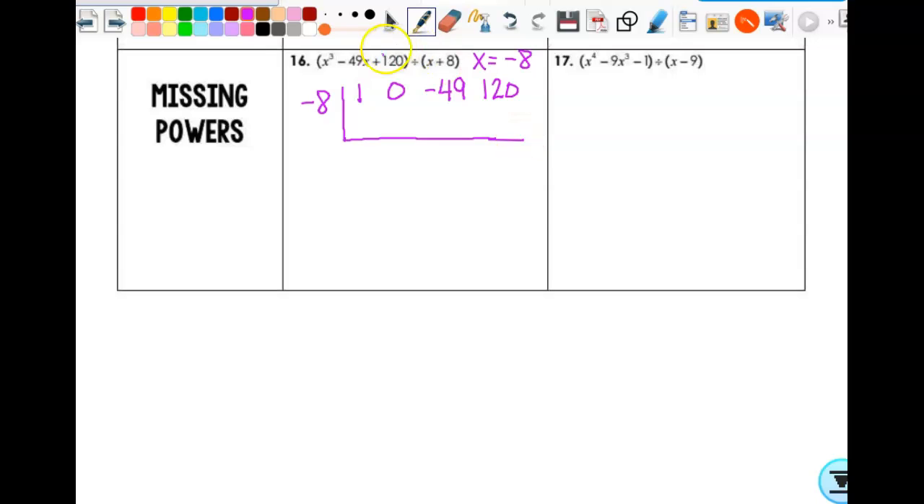Even if the constant term is missing, you would have to have a 0 here, because it changes where your remainder is and how many steps you go through. Everybody understand the setup? Okay, then you go through and divide this one.